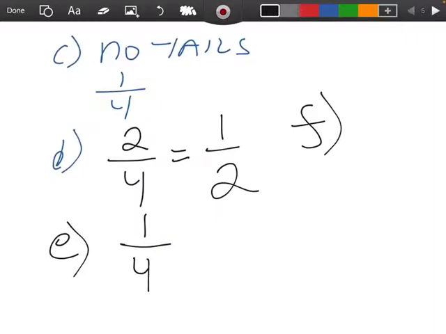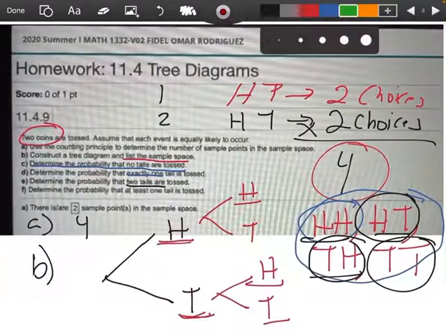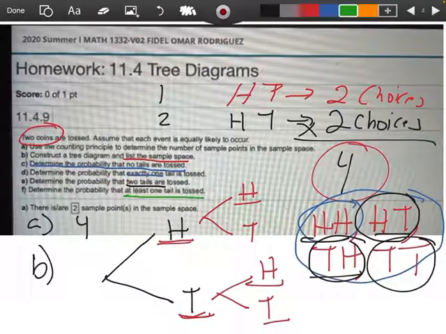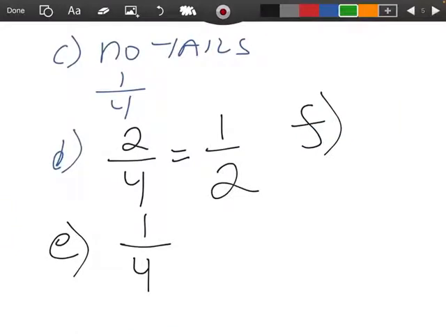And then there is a part F. Part F says, determine the probability that at least 1 tail is tossed. So think about what at least 1 means. At least 1 means 1 or more. So this one has 1 tail. This one has 1 tail. This one has 2. So that's still going to be at least 1, because at least 1 means 1 or more. So out of the 4 choices, we have 3 that have at least 1 tail, okay?